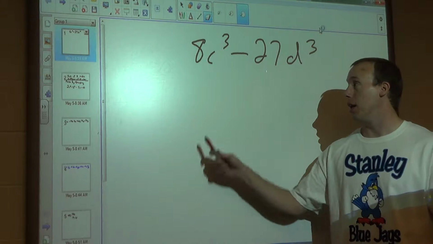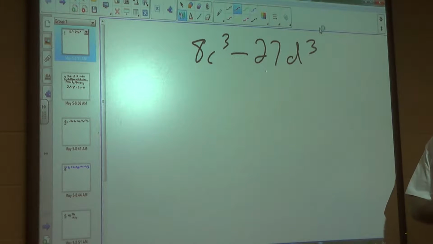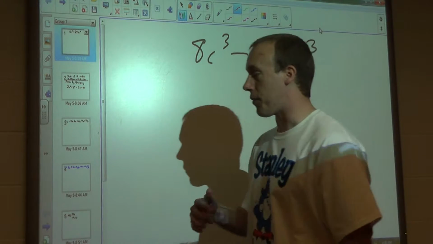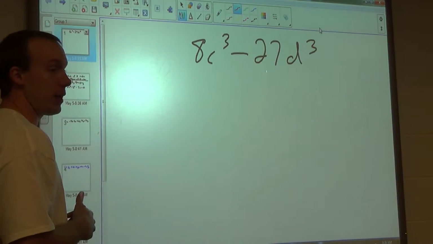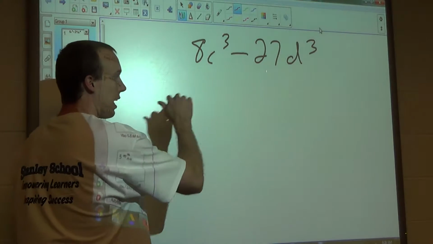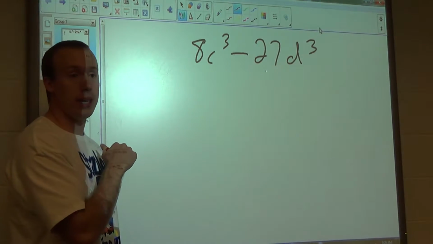Okay, what would this be called up here? Difference of 2 cubes. Okay, what was the first thing I have to do to make sure it is the difference of 2 cubes? It's not written like that right now. How would I have to rewrite this?